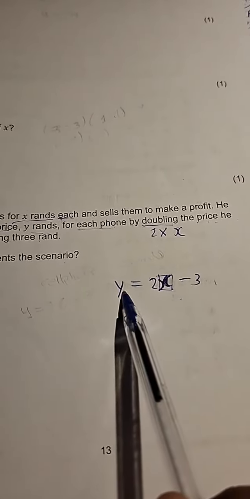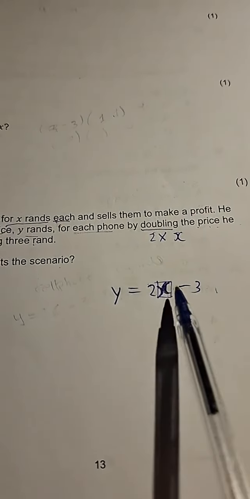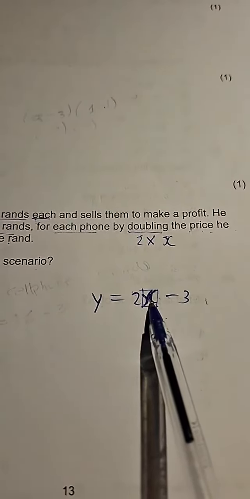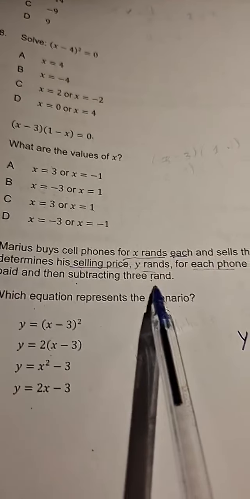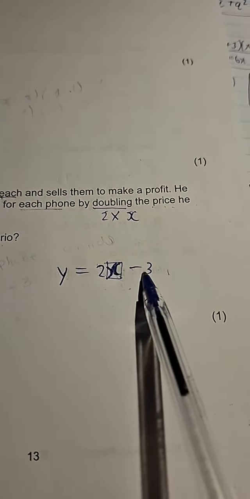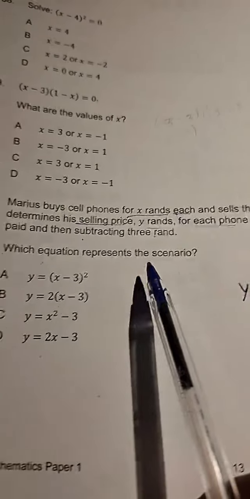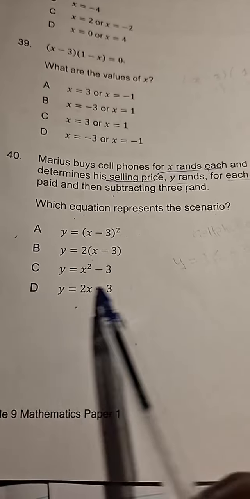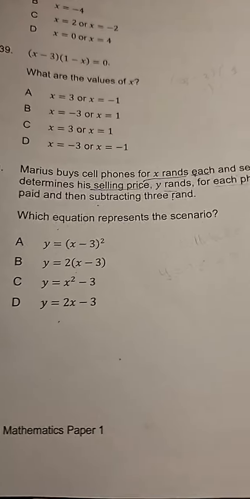Y rands for each phone by doubling the price. He doubles the price he paid. All right? So that's 2 times x. That's what doubling the price he paid means. Then subtracting 3 rands, which is minus 3. So then they are asking which equation represents the scenario. It is not A, it's not B, it's not C, but it is definitely going to be D. Okay? That is the price that he paid.